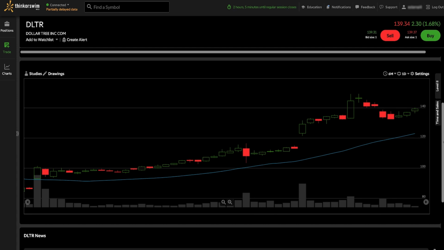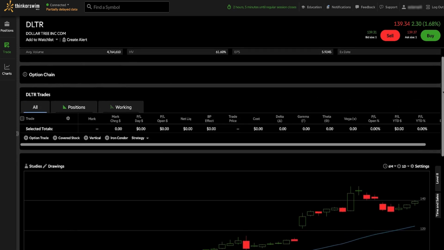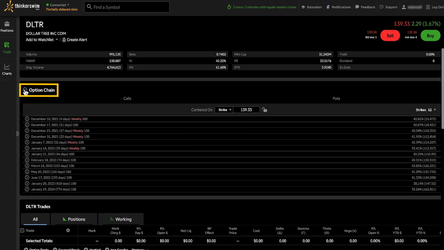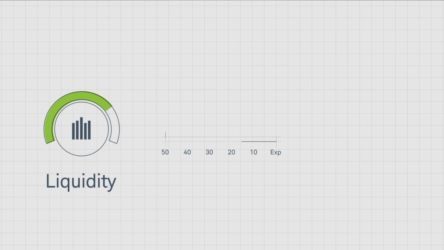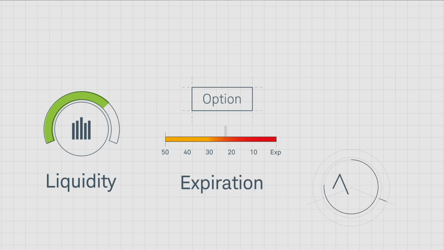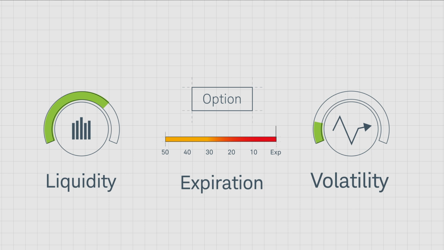Once you've chosen an underlying, you've got to select a contract. To do that, I'll pull up the option chain by scrolling up and clicking the arrow where it says Option Chain. In short, we're looking for highly liquid options with plenty of time to expiration and without inflated implied volatility. The first part of that decision is choosing your expiration.